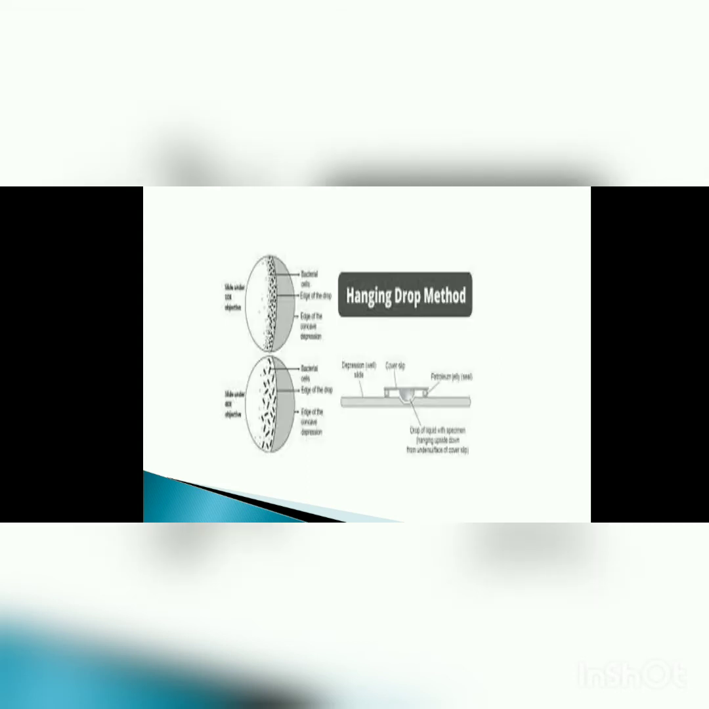This is the picture of the water droplets, the edge of the water droplet where you can see the moving bacteria as well as the non-motile bacteria also. If the specimen is non-motile, you can see non-motile bacteria, or else the motile bacteria. This is the light microscopic picture in which the edge of the water droplet is shown.